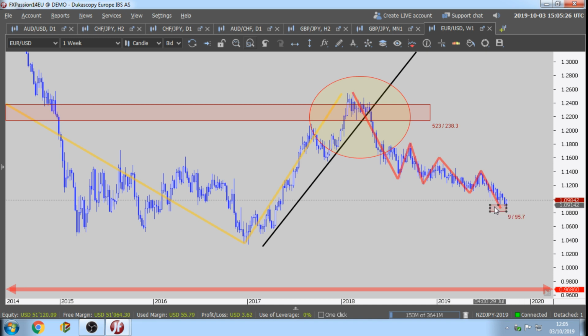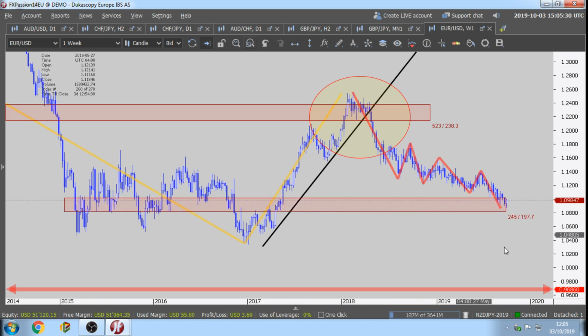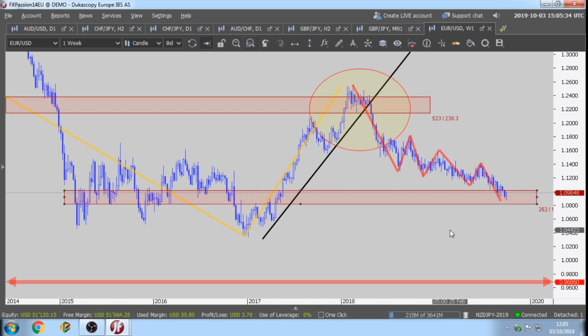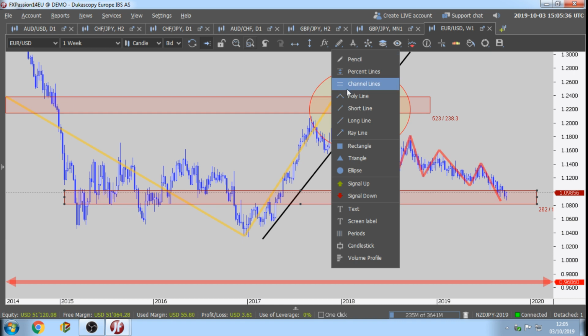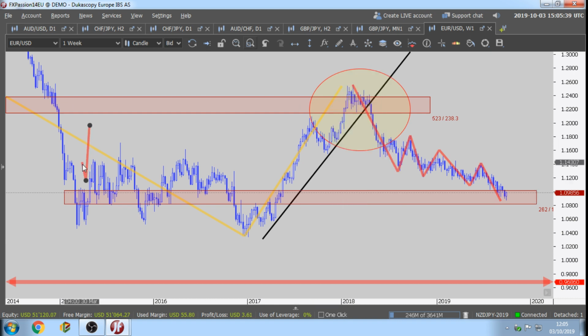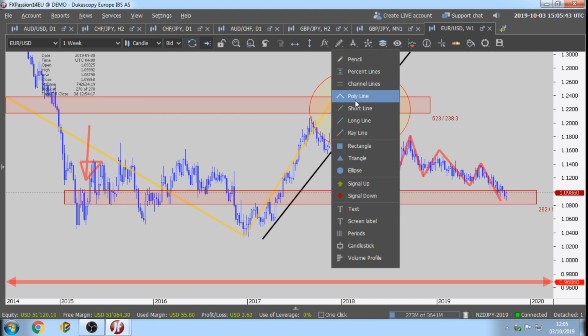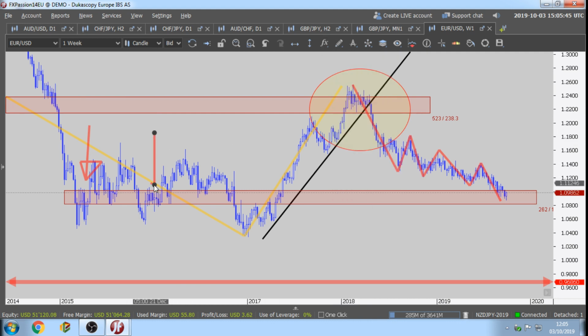Yes, we are trying to implement what we have learned so far into the live market. So we are at some level of past support. Euro dollar long term is still down, right? Long term this pair is still down, but short term is up.